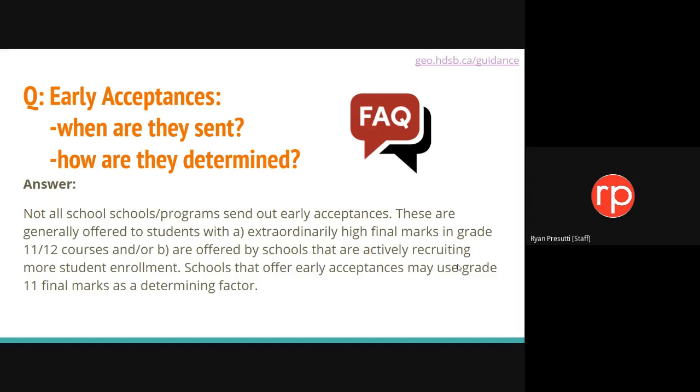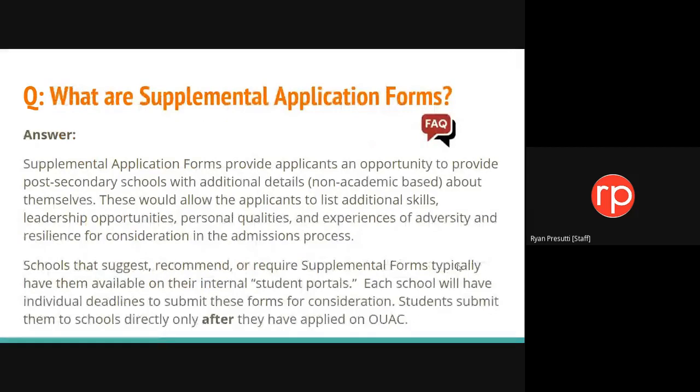early acceptances are often offered by schools that are actively recruiting more student enrollment. That's often schools that are outside of the GTA and that are often recruiting students to come to their institutions. Schools that offer early acceptances may use grade 11 final marks as a determining factor. They may look at the grade 11 marks, see that they're 95, 98%, and feel pretty strongly that those grade 12 marks will be similar. And if they give an offer to the student, that their grade 12 marks will be similar. So that is the situation where they may look at grade 11 marks. Of course, we don't exactly know how schools determine their admission, so how they determine their grade 11 marks is really up to them.